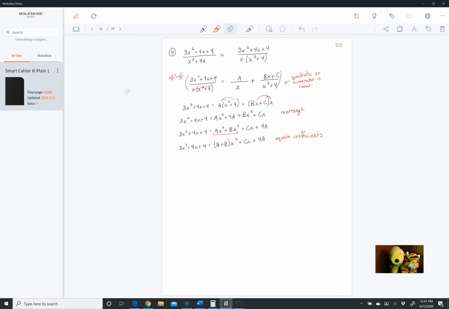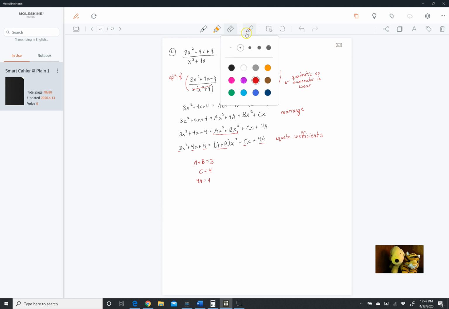So a plus b is equal to 3. C had already solved for us. C is equal to 4. And 4a is equal to 4. So a plus b is equal to 3. The coefficient of x squared is the same on the left and the right. The coefficient of x is the same on the left and the right. So notice we already have c. The constant is the same on the left and the right.